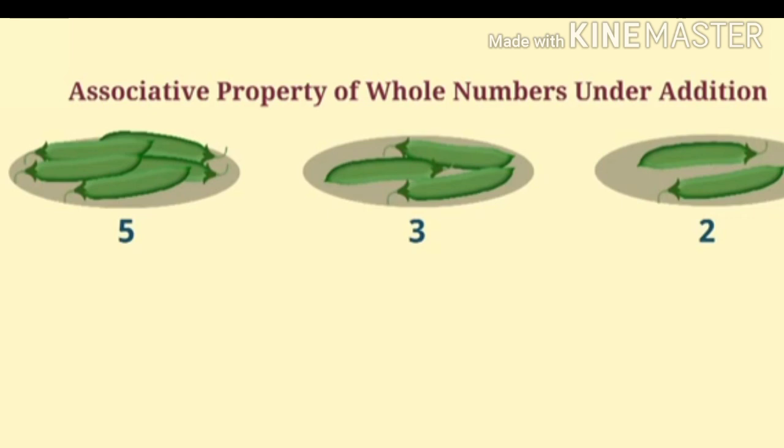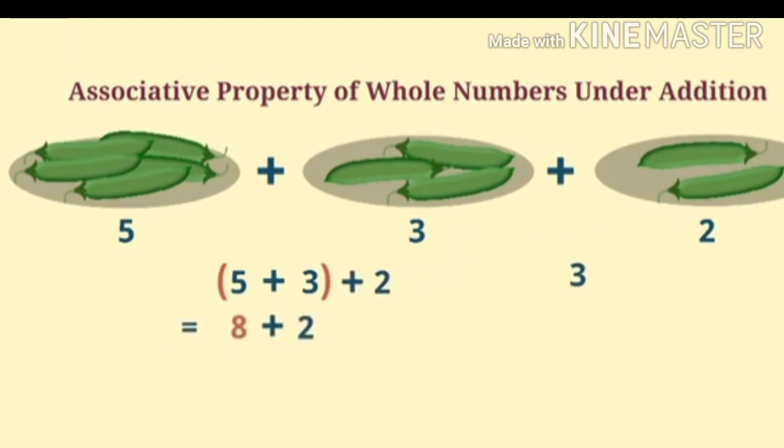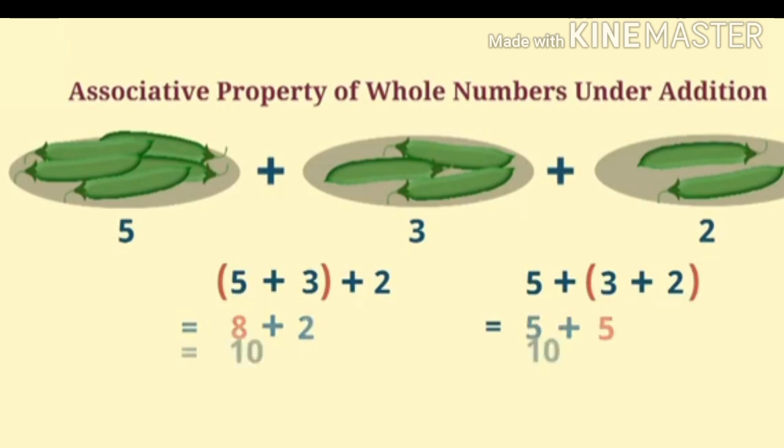If we want to find out the total number of beans, then which method will we use? We first find their sum, that is, we have to add them. One way to add them is to first make a group of 5 and 3 and add 2 to their sum. Or first, we will make a group of 3 and 2 and then add 5 to the resultant sum. No matter how we group the numbers, the result of addition will be the same.